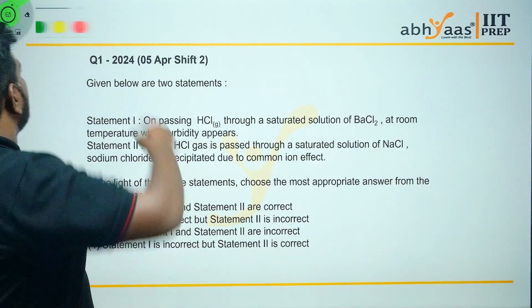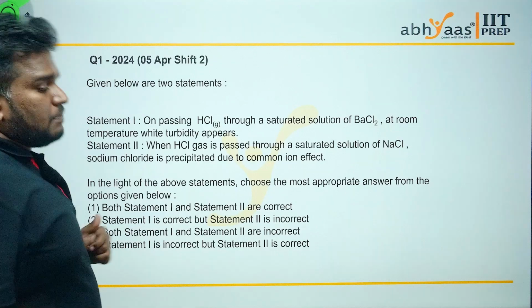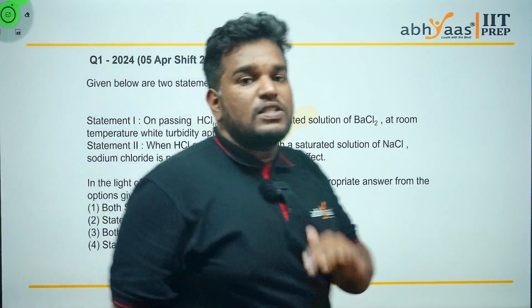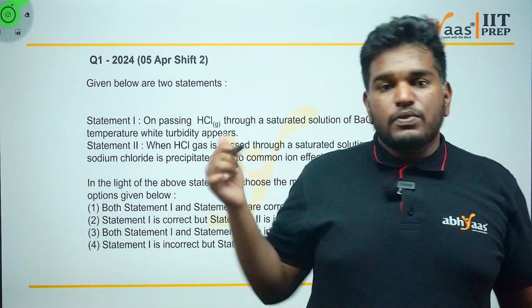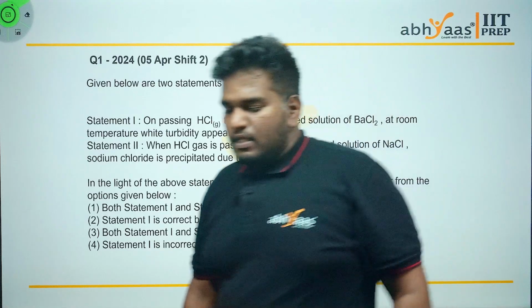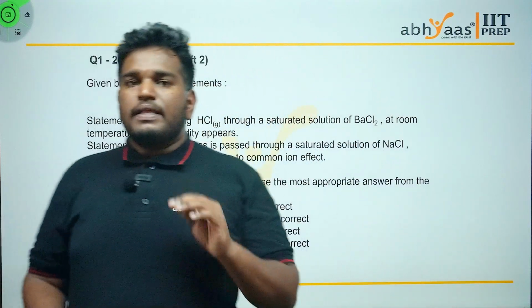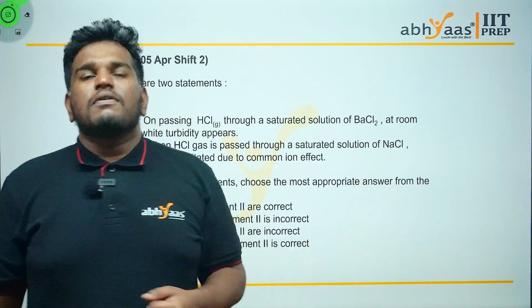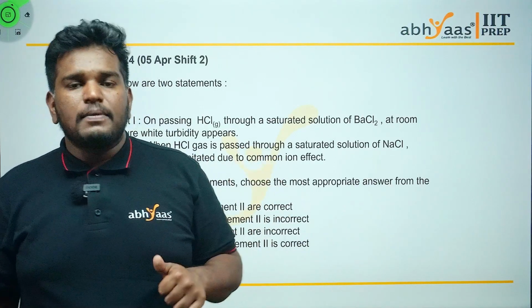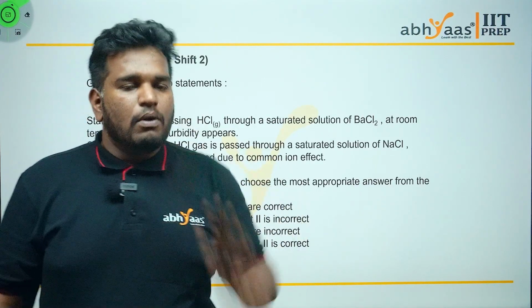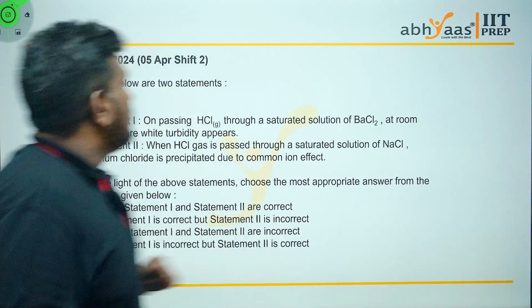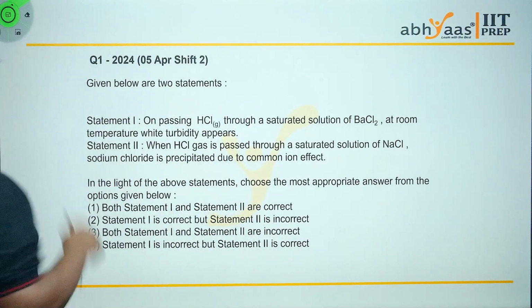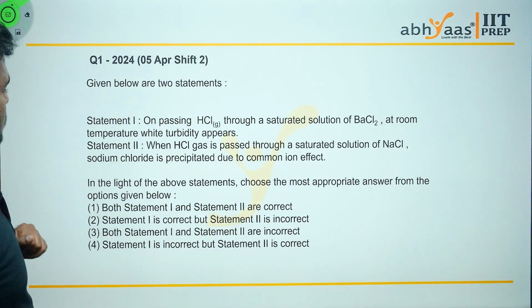Now we are going to the April attempt questions. So we have completed the January attempt questions. Now we are moving to the April attempt questions. So in this video itself, we are covering both January and April because we are having only a small number of questions from this ionic equilibrium. Because of that reason, we are covering both the shifts, right? Now, here we are having two statements.